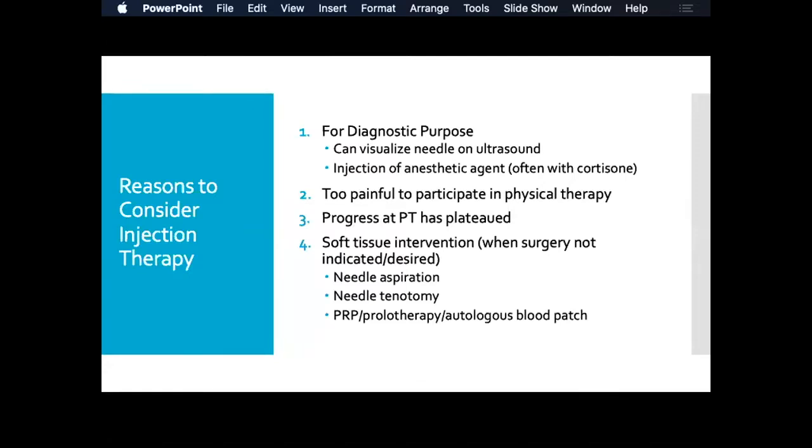Another reason to consider an injection: if it's too painful to participate in physical therapy, you send someone for physical therapy, they can't do it, use an injection, they're able to tolerate it and get better. Or their progress in physical therapy has hit a plateau, or for soft tissue intervention when surgery is not wanted or not indicated for that particular pathology. Needle aspiration, needle tenotomy, and then PRP, prolotherapy, and autologous blood patch.